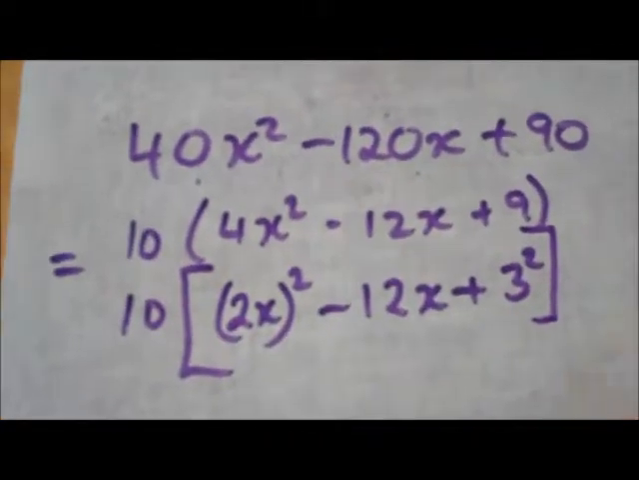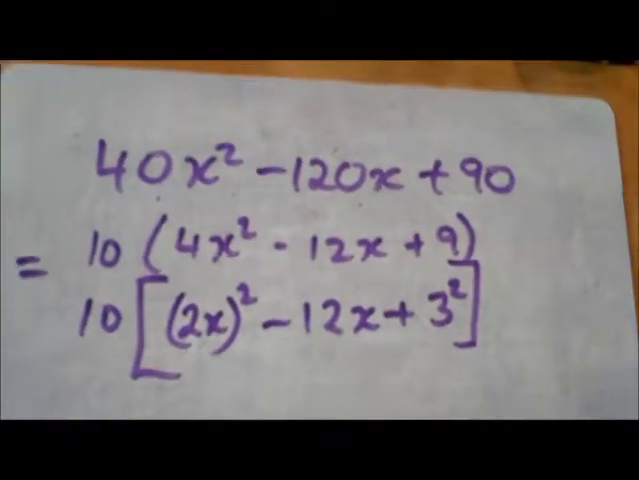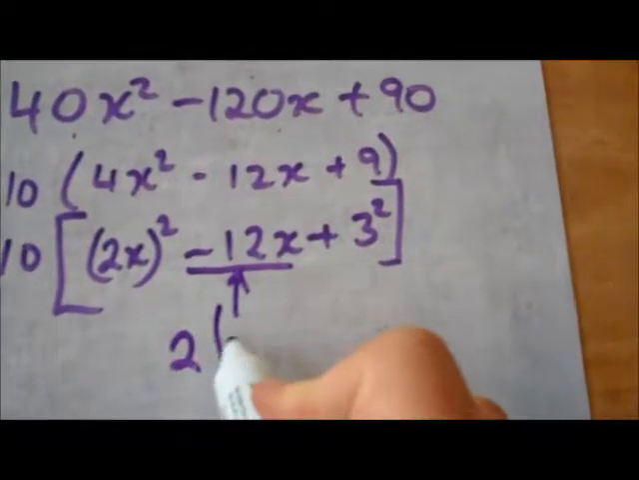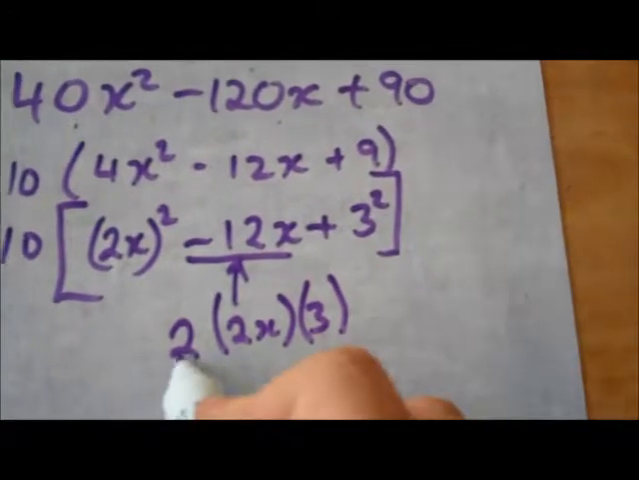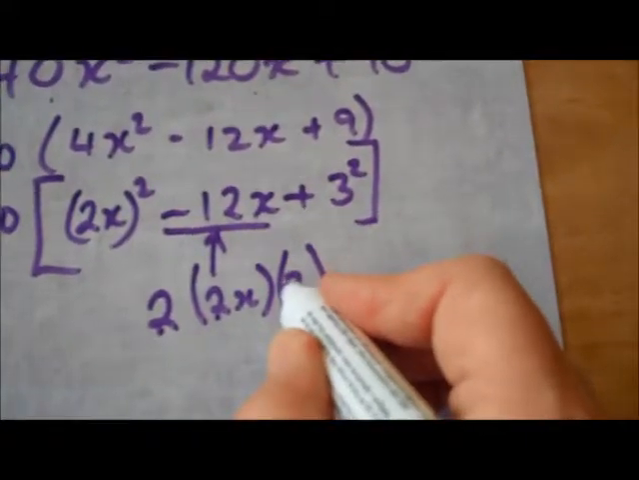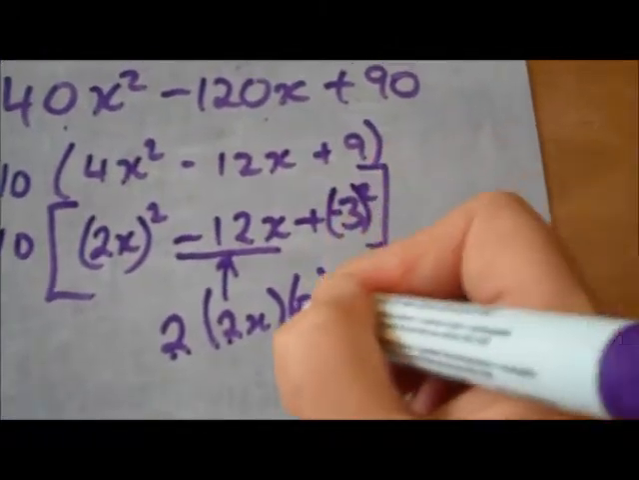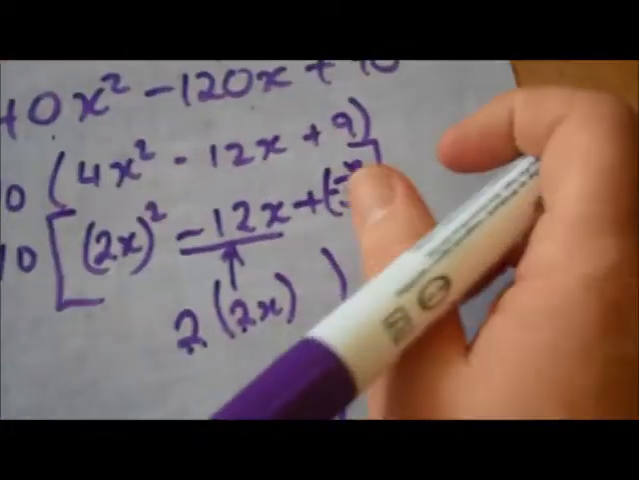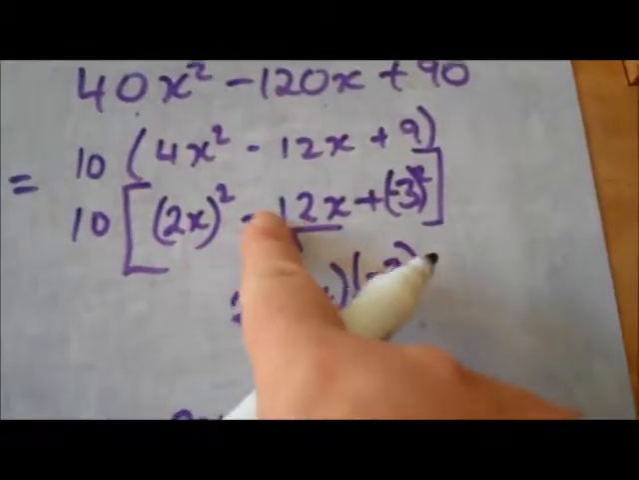Now, the easiest way to check if this is a perfect square is to check this middle term. So this middle term has to be 2 times 2x times 3 to be a perfect square. 2 times 2 is 4, 4 times 3 is 12, so it has to actually be negative 3. So this is actually negative 3 all squared. Let me write that again, because if that wasn't a negative 3, I wouldn't get a negative here.